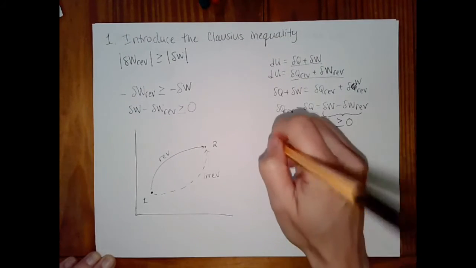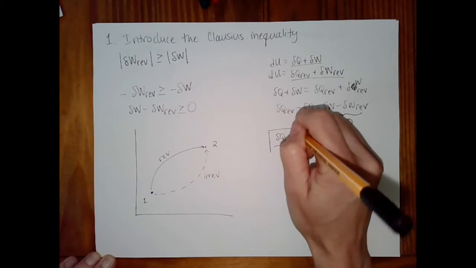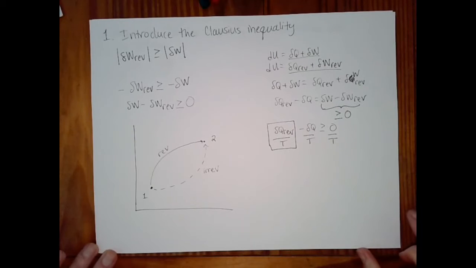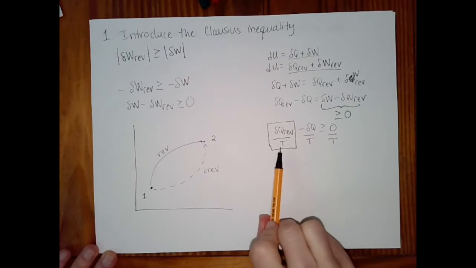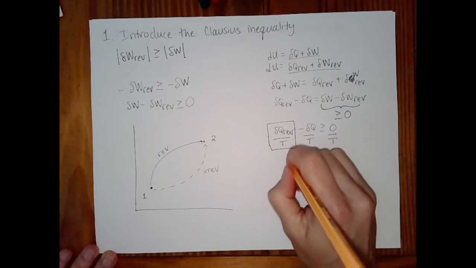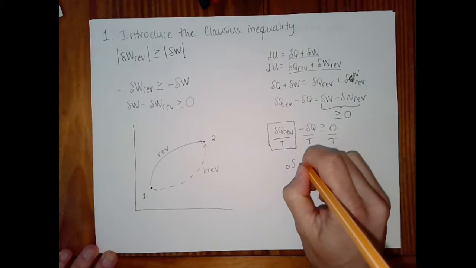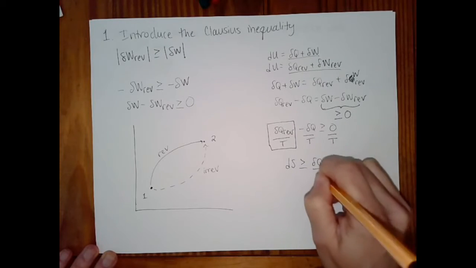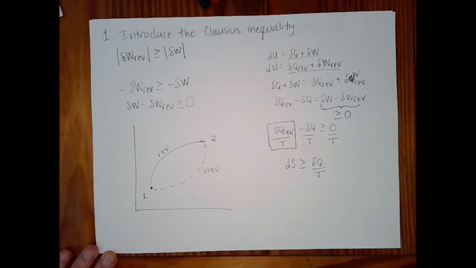And what we can notice is that this quantity here is our thermodynamic definition of entropy. So I'm going to rewrite this in terms of entropy, bring this to the other side of the equation, and arrive at dS is greater than or equal to the heat transfer divided by temperature. This is the Clausius inequality.